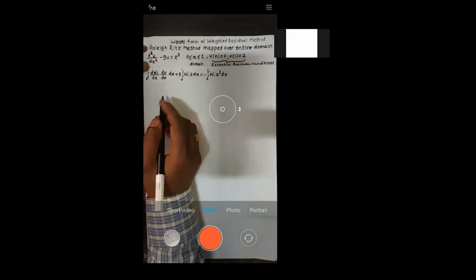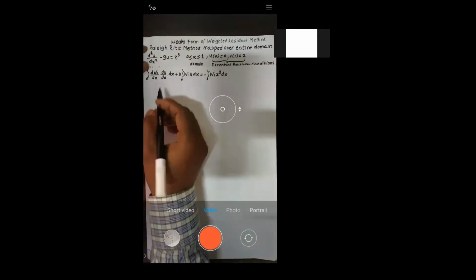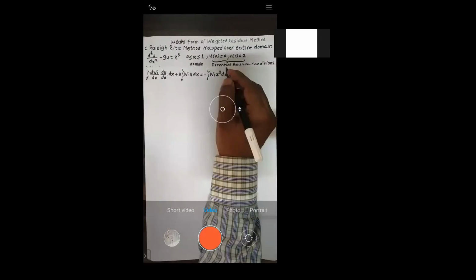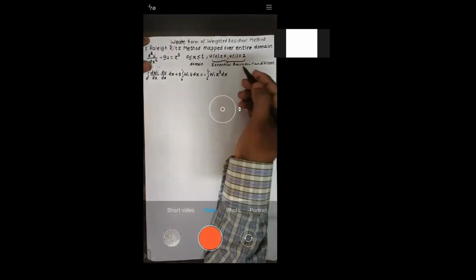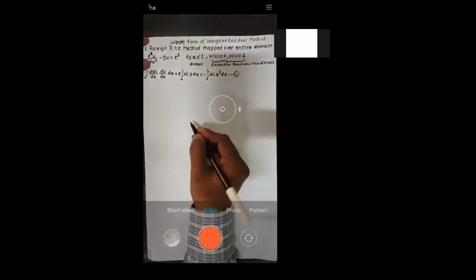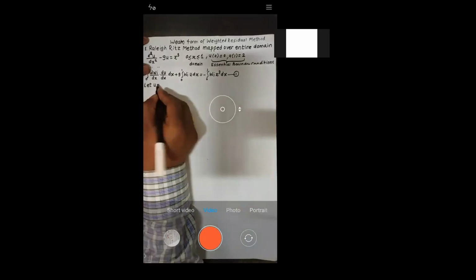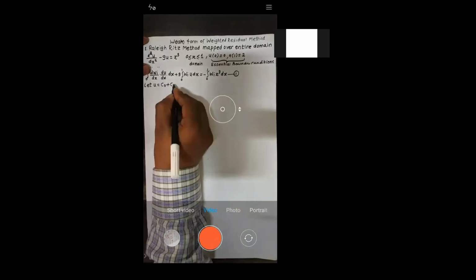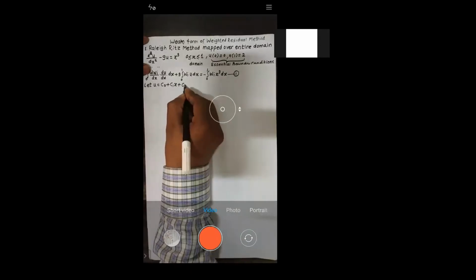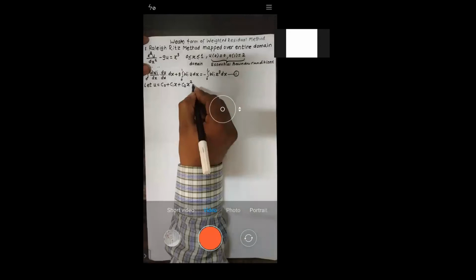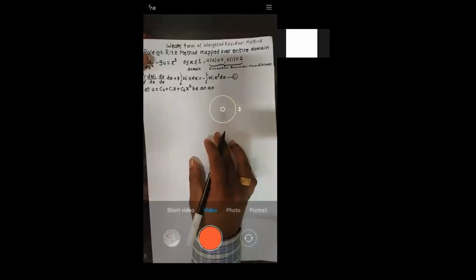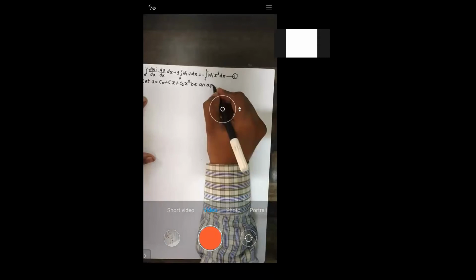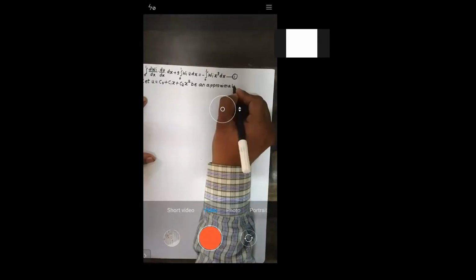Okay, sir. Now see what we'll do now for this particular equation. We will write down the approximate solution. So I got this equation. Let me call this equation number 1. Now I will write down: let u is equal to C0 plus C1x plus C2x square be an approximate solution. Is it okay?